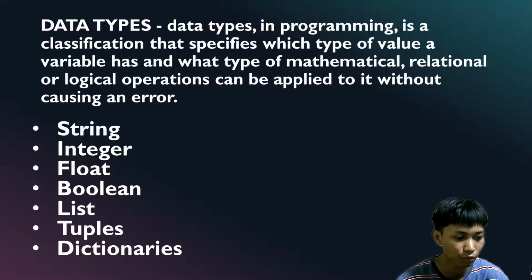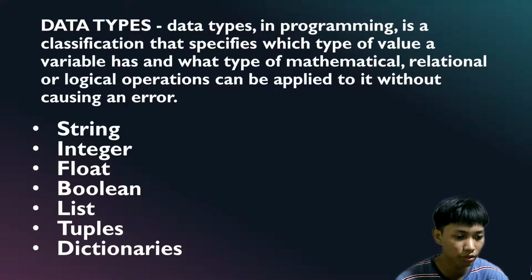Third, we have our float. The float data type is a function used to return a floating point number from a number or a string. Also, the float method converts numbers stored in a string or integer into a floating point number, or a number with a decimal point.